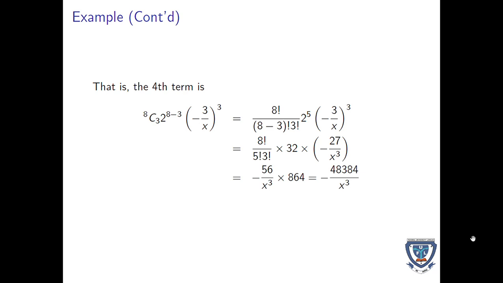Now, for the fourth term, you look at the left hand side, and you substitute all those values: a, b, r, n, and so on. Once you do that properly, you're going to have what is on the right hand side, which is 8 factorial all over 8 minus 3 factorial times 3 factorial, times 2 raised to the power 5 times minus 3 over x raised to the power 3. When you do the simplification properly, you're going to get that the fourth term of the binomial expansion is minus 48,384 all over x cubed.